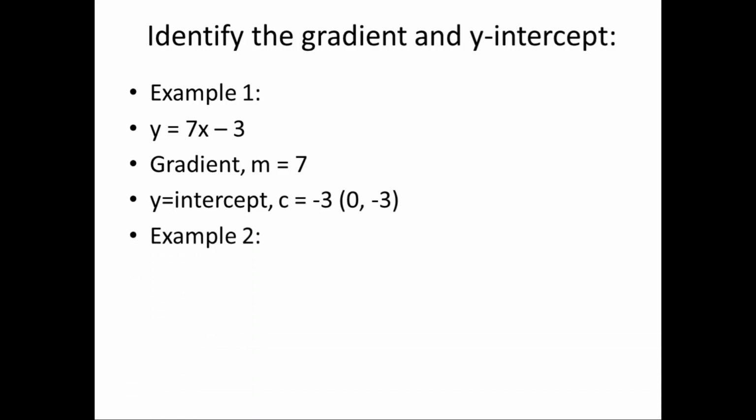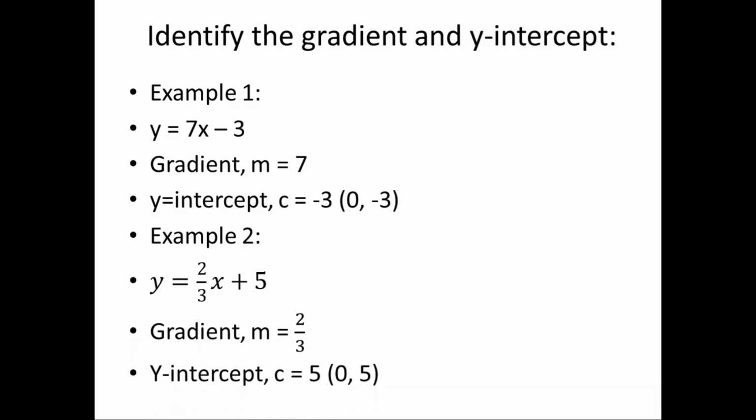Next example. Y equal 2/3 x plus 5. The gradient m is 2/3 and the y-intercept is c equals 5, or 0,5. Why is the gradient 2/3? Because it is the coefficient of the x. The 2 is not the coefficient of the x, nor the 3. What is coefficient again? It is the number that is multiplying the variable x. So it's the entire fraction 2/3 that is being multiplied by the variable x.